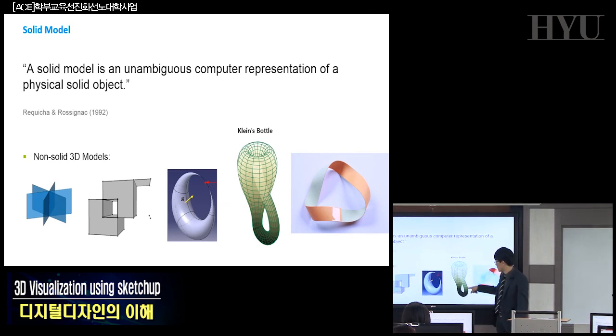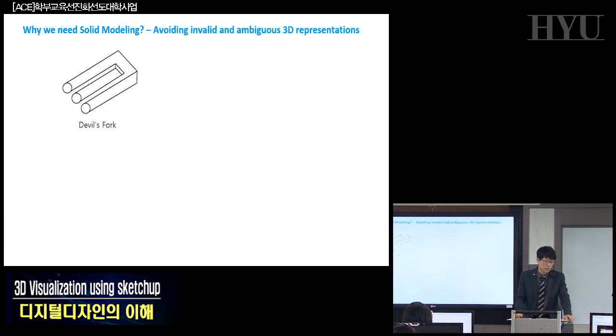Follow the surface area. There is no inside, there is no outside, okay? Simply follow the surface. We cannot differentiate which one is inside and outside. So avoiding this kind of ambiguity is the reason for using a solid model.